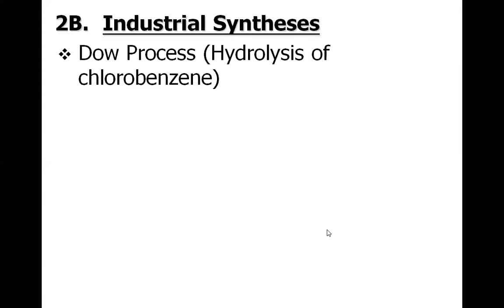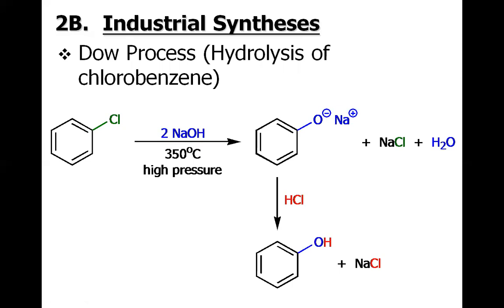However, on industrial scale, we have the Dow process, and the Dow process is the hydrolysis of chlorobenzene. We treat the chlorobenzene with sodium hydroxide under very high pressure and at very high temperature to have this sodium phenoxide, which is protonated to have the phenol.